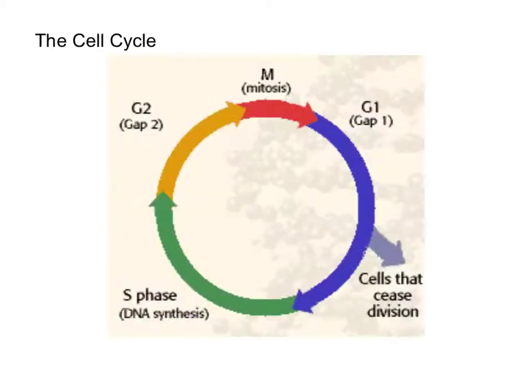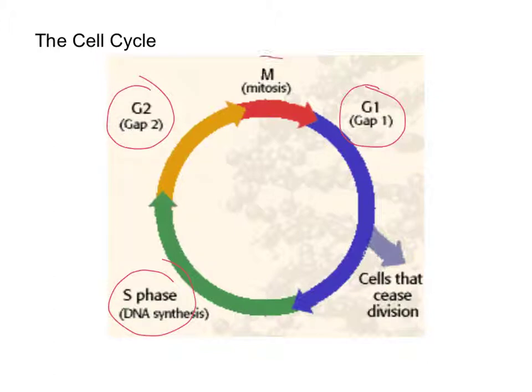The cell cycle is an ordered set of events culminating in cell growth and division into two daughter cells. Non-dividing cells aren't considered to be in this cycle. There are 4 stages in the cycle: G1, S phase, G2, and mitosis. G1 stands for gap 1, S stands for synthesis, and G2 stands for gap 2.